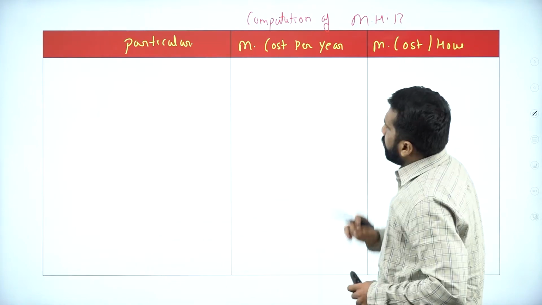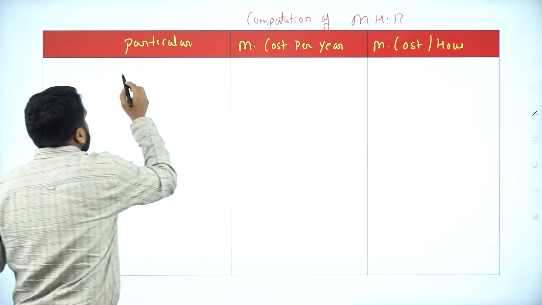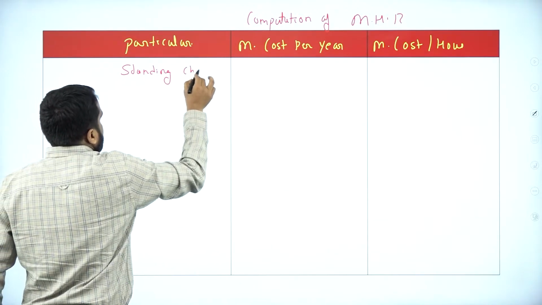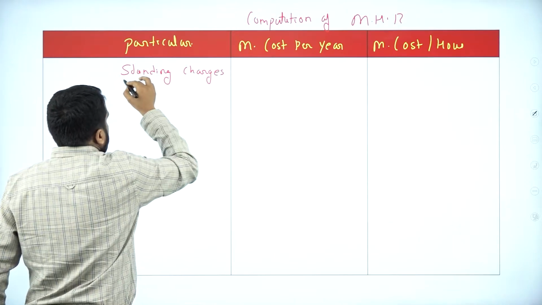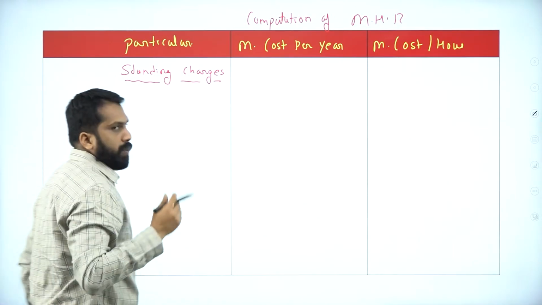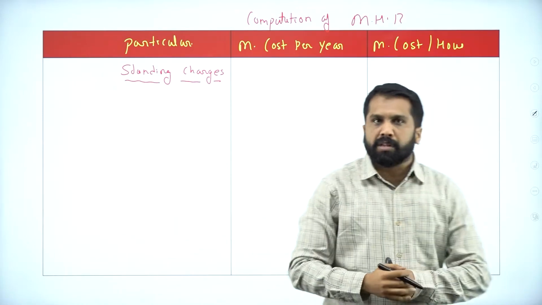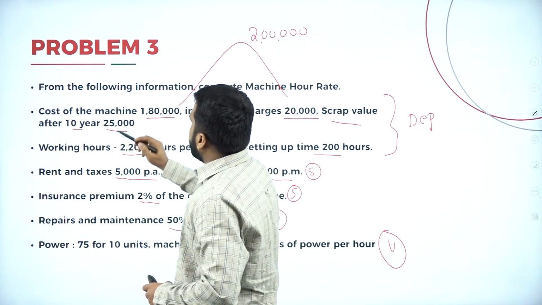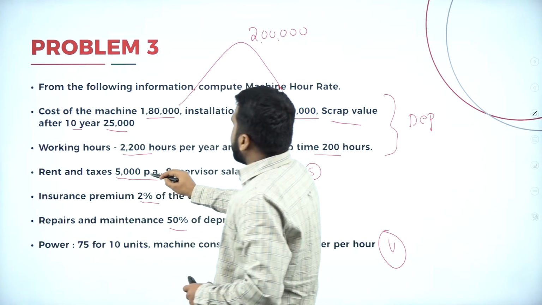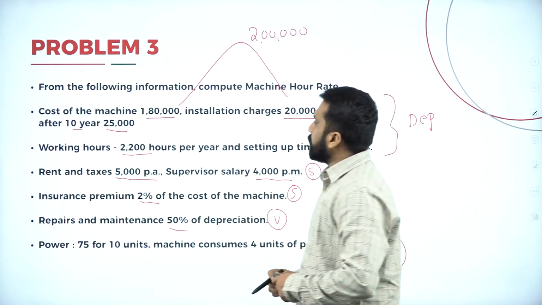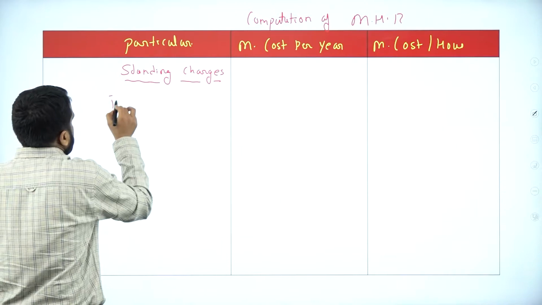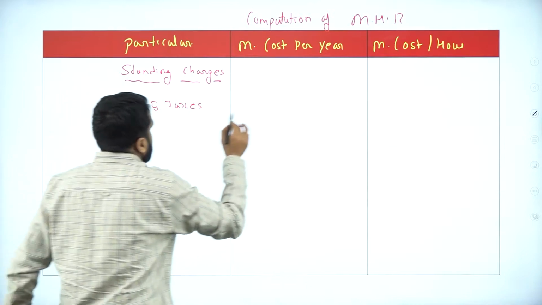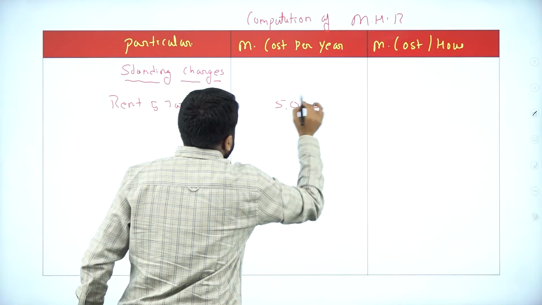Now, in this, the first one will go with standing charges. What are the standing charges we have? We'll go one by one. In that, first, rent and taxes 5,000 per annum. So take 5,000. That is over.